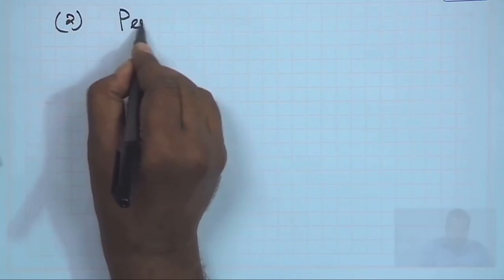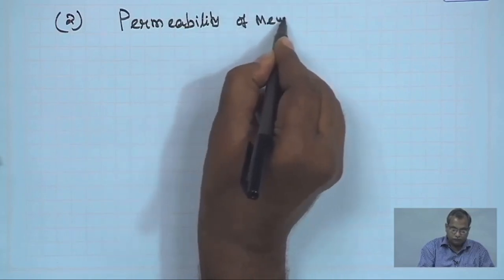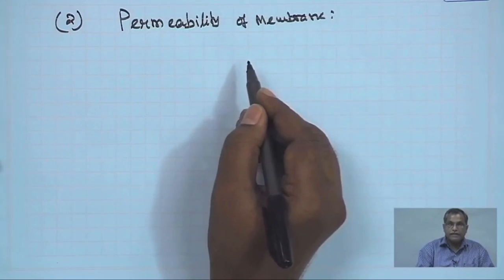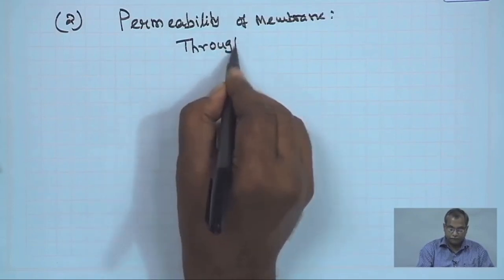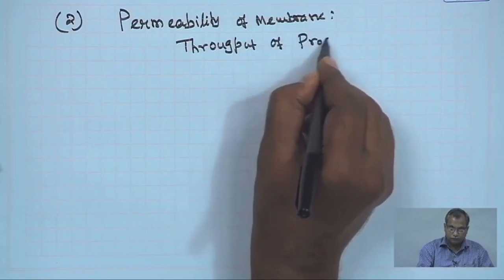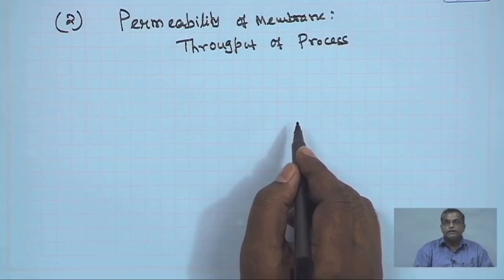The next property that we will be looking into is the permeability of the membrane. Permeability is very important because it is directly related to the throughput of the process. It physically means how porous my membrane is. So if my membrane is very porous, then I should have a higher permeability. Now we will be discussing how the permeability of the membrane is measured.